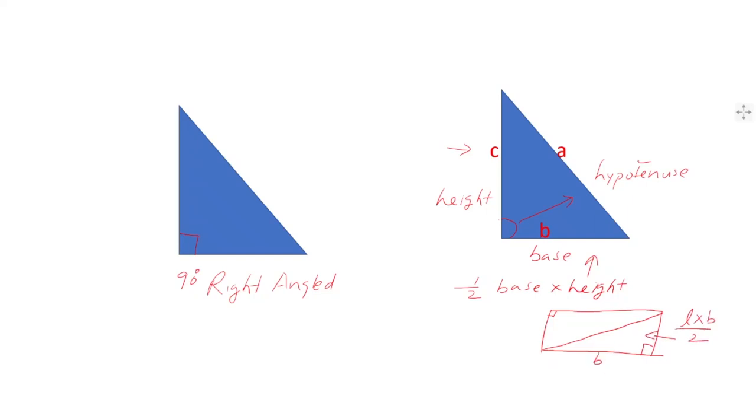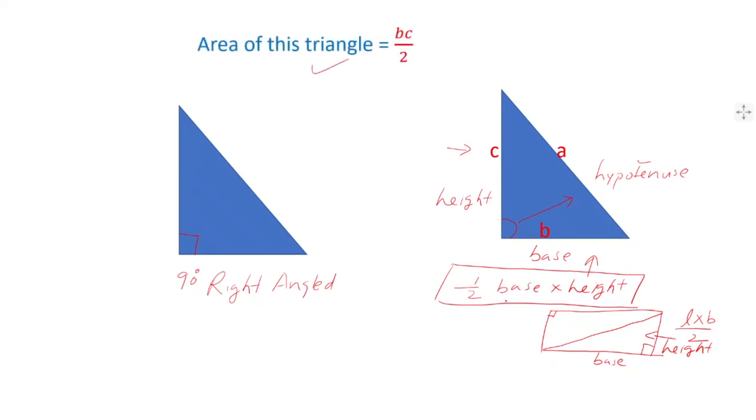Thereby, this one was named base, this one was named height, and we developed this formula in class 6. So the area of this triangle can be written as B into C upon 2, where B is base and C is height. Please keep this in mind very clearly. And we have named hypotenuse as A, base as B, height as C.